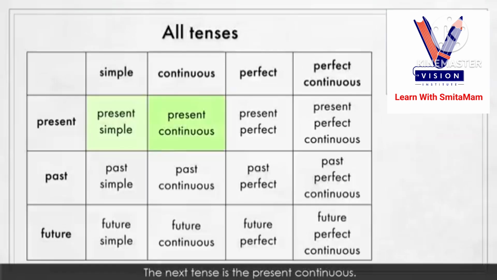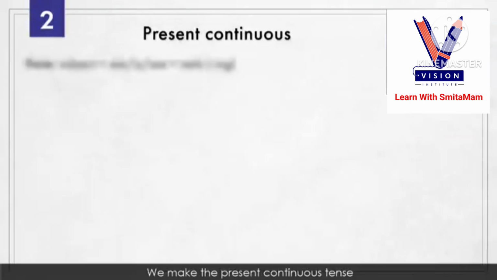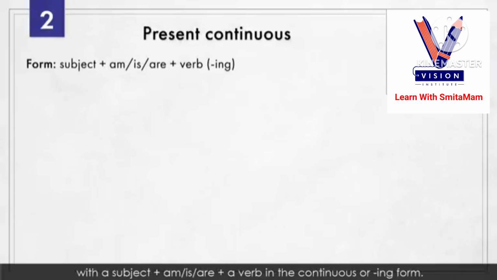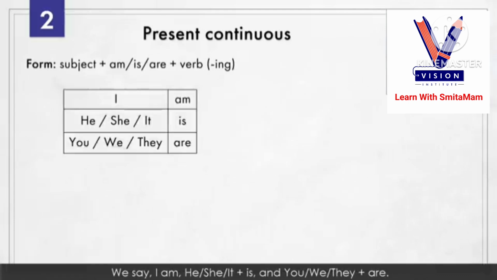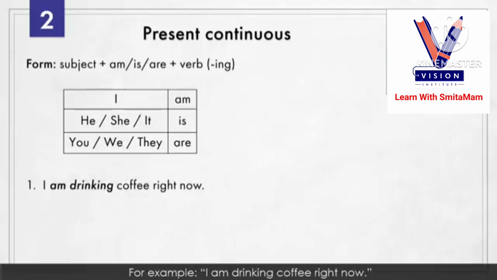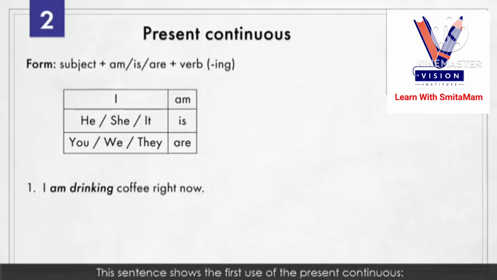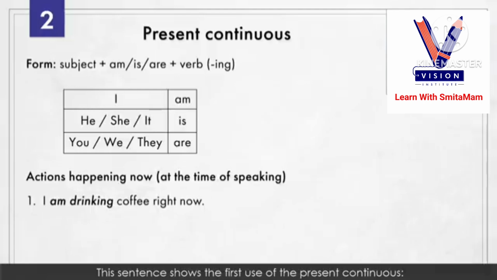The next tense is present continuous. We make the present continuous tense with a subject plus am, is or are plus a verb in the continuous or ing form. We say I am, he, she, it is, and you, we, they are. For example, I am drinking coffee right now. This sentence shows the first use of the present continuous: to talk about actions happening now, at the time of speaking. This is not a general statement. It's not about my coffee drinking habit. Understand?